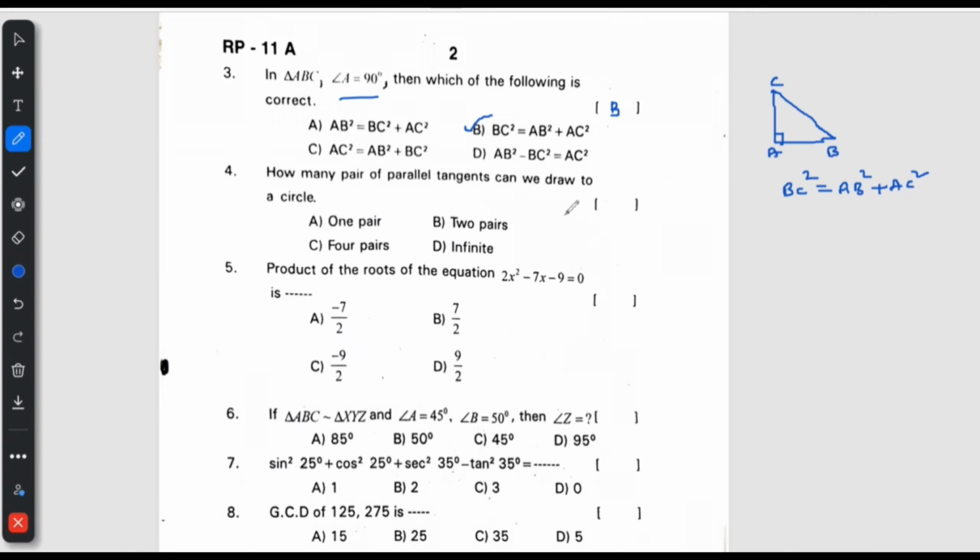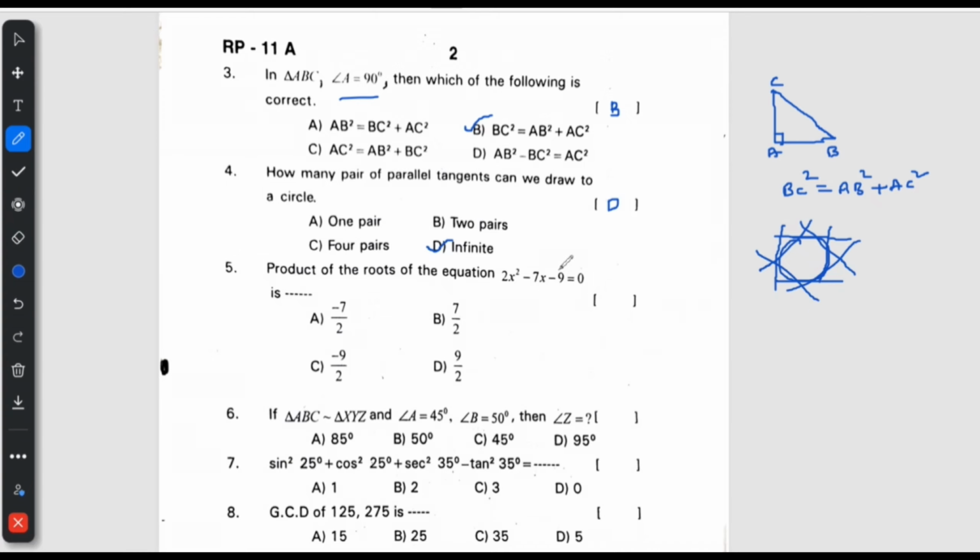Next, how many pairs of parallel tangents can be drawn to a circle? We can draw infinite pairs of tangents. Option is D, because suppose one circle is there, we can draw parallel tangents like this, and we can create more like this. Infinite pairs of parallel tangents can be drawn.